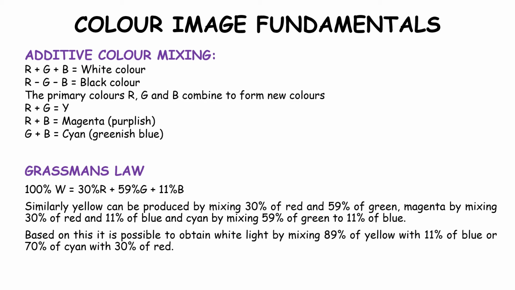Based on this, it is possible to obtain white light by mixing 89 of yellow with 11% of blue or 70% of cyan with 30% of red. Thus, the eye perceives new colors based on the algebraic sum of red, green and blue light fluxes. This forms the basics of color signal generation, hence it is known as Grassmann's law.